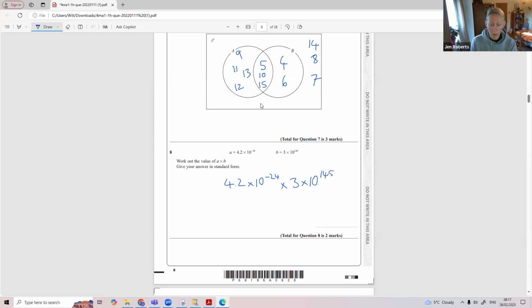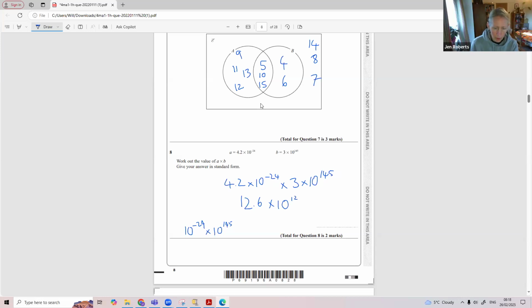So I'm going to work out 4.2 times 3 first, which is 12.6. Now, what do you do? The base is the same and we're multiplying powers. So we just add our powers together, don't we? We're doing 10 to the minus 24 multiplied by 10 to the 145. You just add your powers. So minus 24 add 145 is 121.